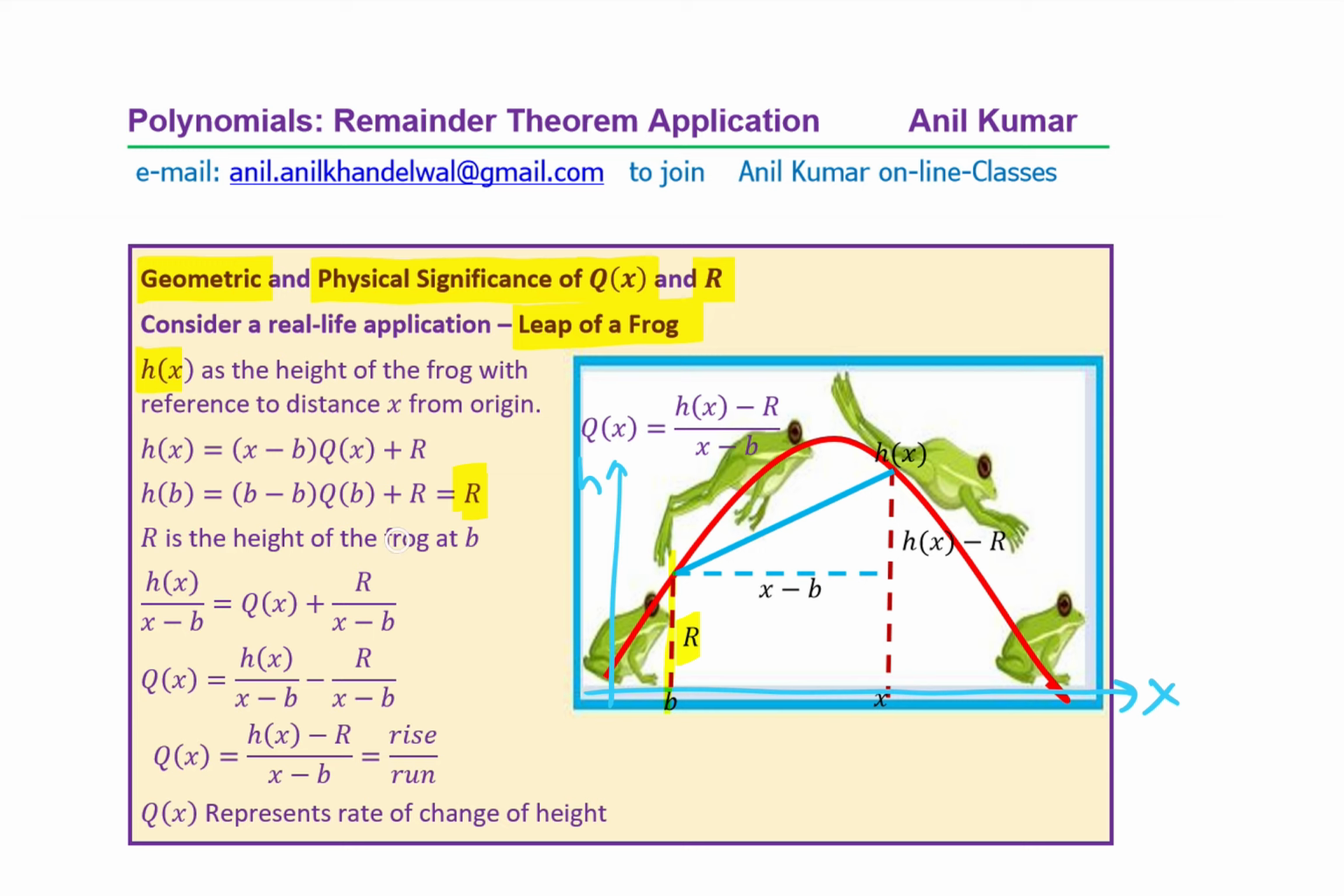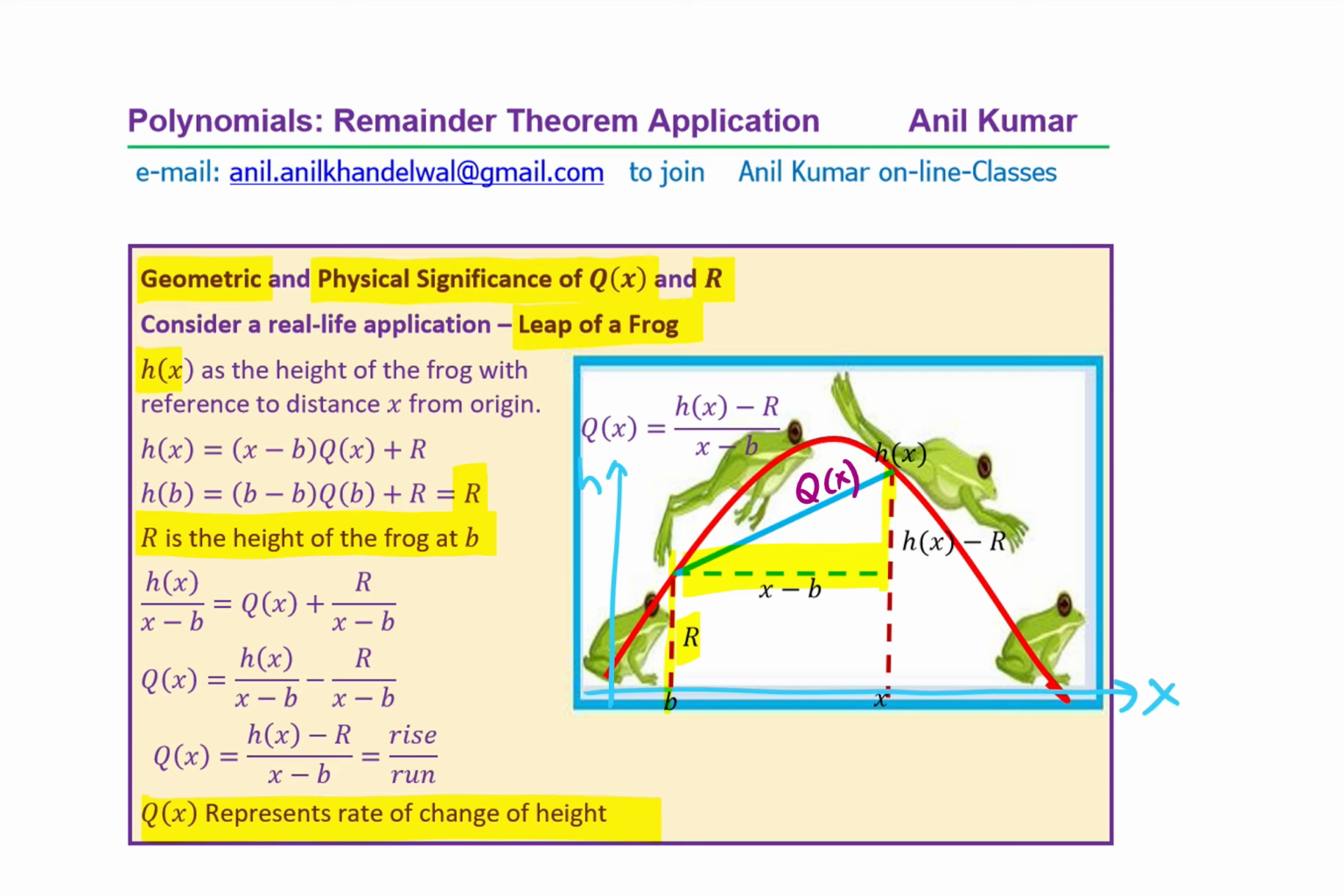Now r is the height of the frog at b, right? So that is the significance of r, the remainder, at any point. Now, when you look into this division statement, rearranging q of x, we get h of x over x minus b, minus r over x minus b. Common denominator being x minus b. Numerator is h of x minus r, which is rise over run. Do you see this? Rise over run. And that is what the quotient is. Perfect. So quotient represents the rate of change of height. Is this clear to you?